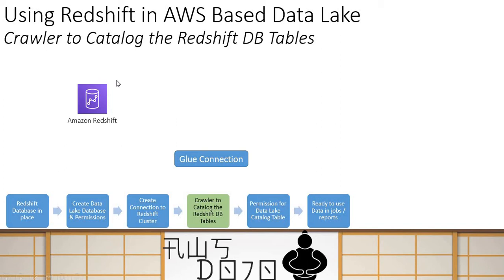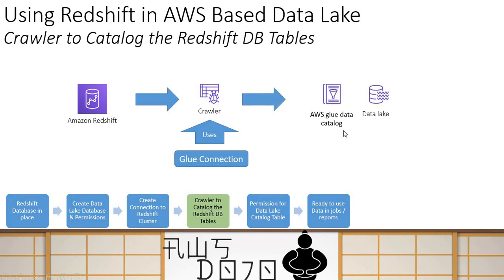So we've got our Redshift cluster in place and our Glue connection in place. Now we need to create a crawler which simply uses this connection and talks to the Redshift cluster. And then all it does is create the Glue data catalog. In the case of a relational database or Redshift, you can tell it which database you are interested in. You can also filter down by table names if you want to.